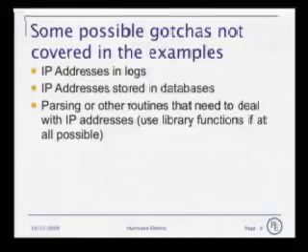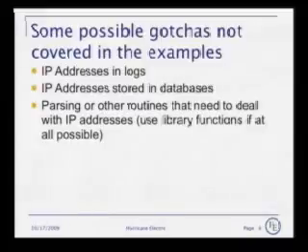Other possible gotchas that are not covered in the examples: if you keep IP addresses in log files or have them as fields in your databases, things like that, you're going to have to resize those fields in the database potentially, and you may need to update your log parsers as well as your log writing software to handle that. And any other parsing or other routines that need to deal with IP addresses. Mostly these should be library functions, so you update the one library function and it pretty much accommodates for most of your code, but it's something to look out for.